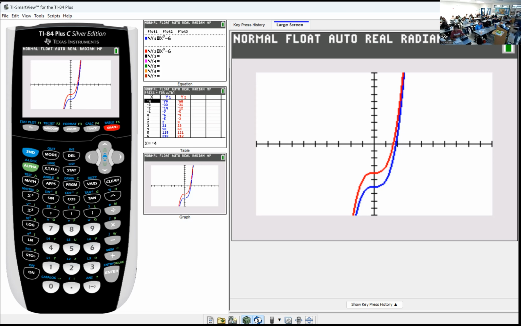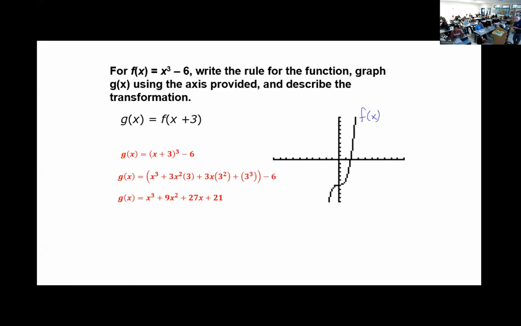Oh, I've got to share my screen. All right, hang on. Let me try that again. All right, I thought I had something else there.